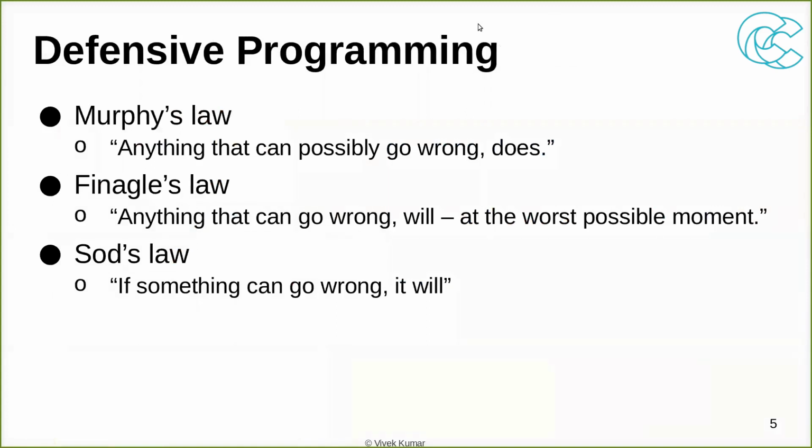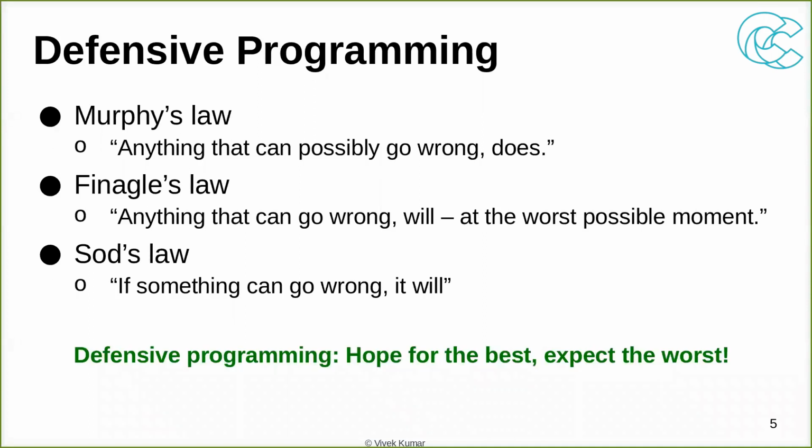There are a few laws which again talk about things going wrong: Murphy's law, Finagle's law, Sod's law. All these laws basically say that something can go wrong at any point of time, and it may go wrong at the worst possible time. Like, whenever you're giving a demo to the TA, something can crash, and that's the worst possible time because you are being evaluated at that point. So things can go bad, but in this topic we'll see how to handle the case when things do go bad.